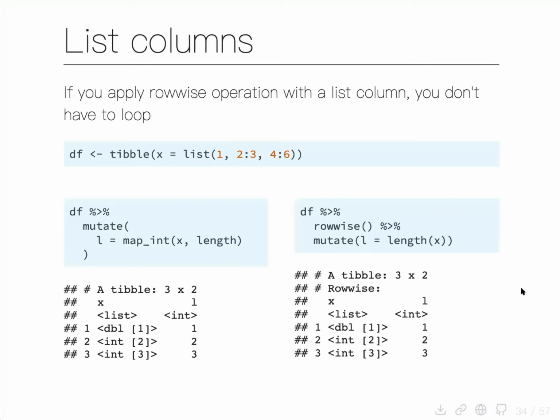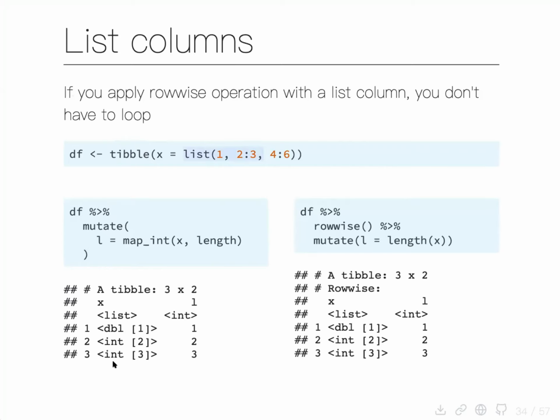Okay, list columns with row-wise. This is where row-wise gets really interesting and quite powerful. So let's say I have a table here now that is 1, 2, 3, and 4, 6. Okay, so this is just x has this list 1, 2, 3, and 4, 6. So this is all it is, right?